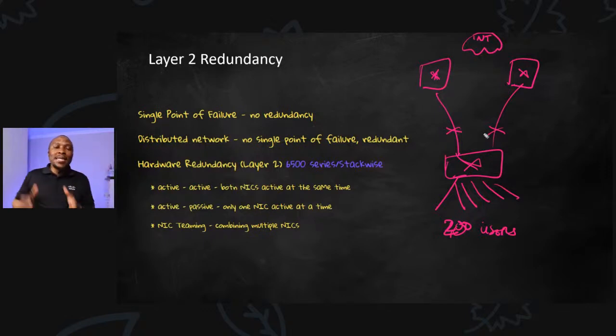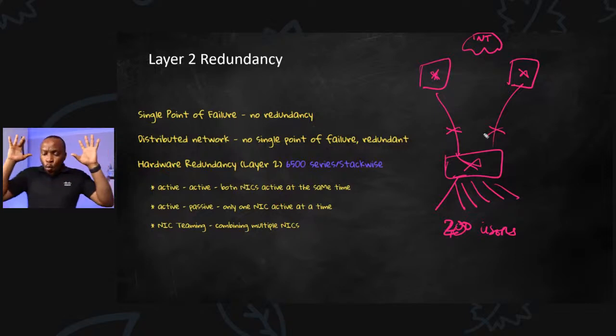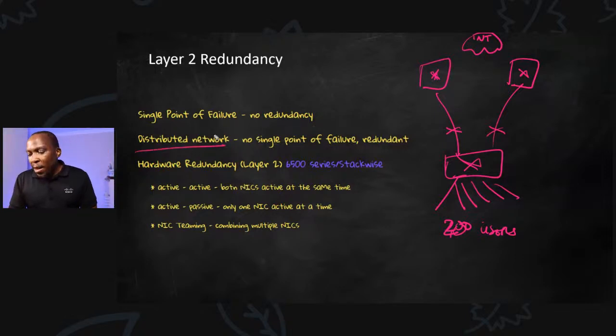So we need redundancy. And in our networks, we've got two levels of redundancy. You've got layer 3 redundancy, we've got layer 2 redundancy. Now, layer 2, we are talking about the switch. That's layer 2. So what options do we have? We need to build a network that is distributed. That's the starting point. We need a network that has multiple points.